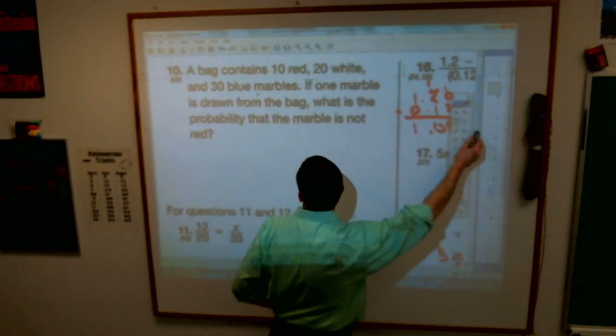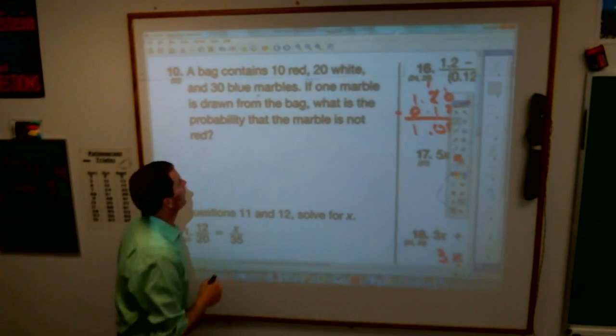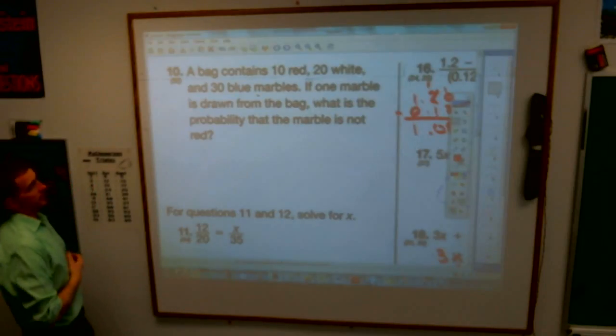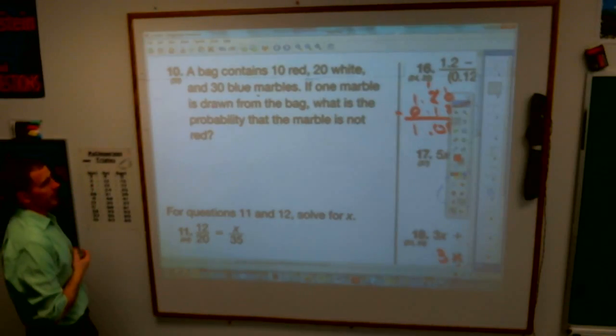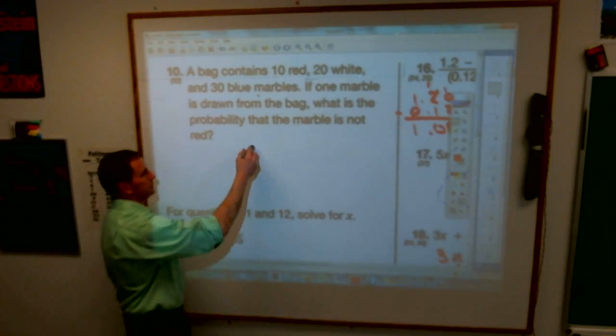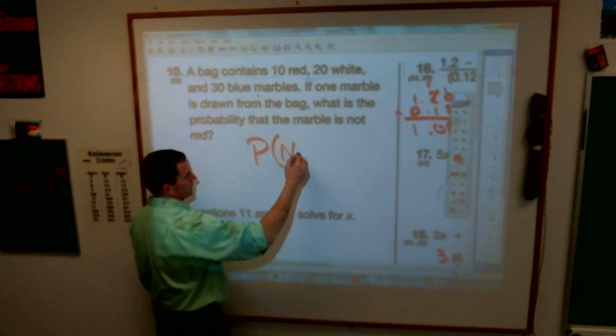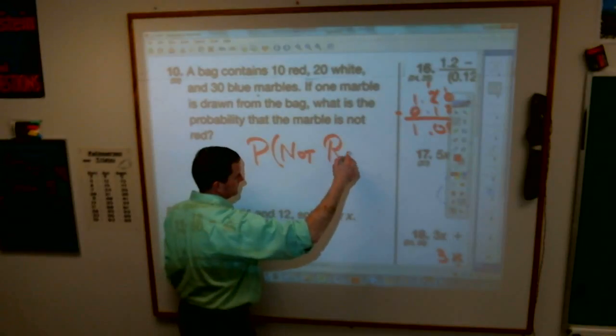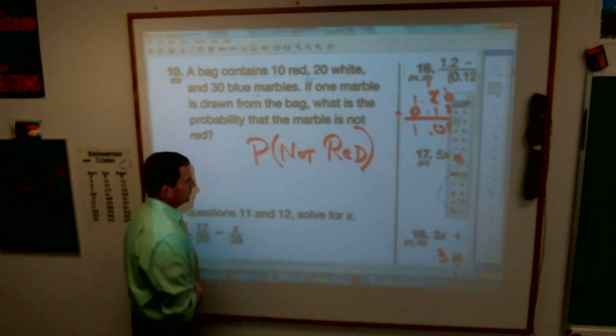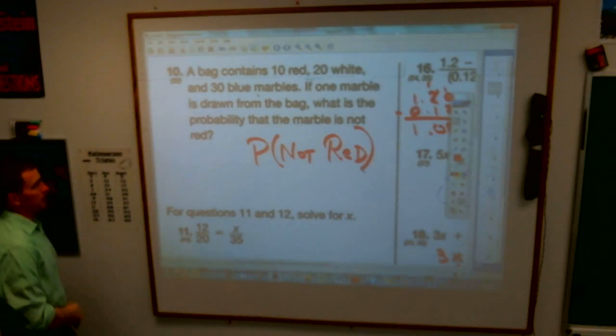Mitch. Number 10. Is that on this side or the other side? Other side. Right here. A bag contains 10 red, 20 white, and 30 blue. If one marble is drawn from the bag, what's the probability that the marble is not red? Now, generally, I would tell you to draw a bag and put all those in there, but that's kind of a lot of marbles to draw in a bag.